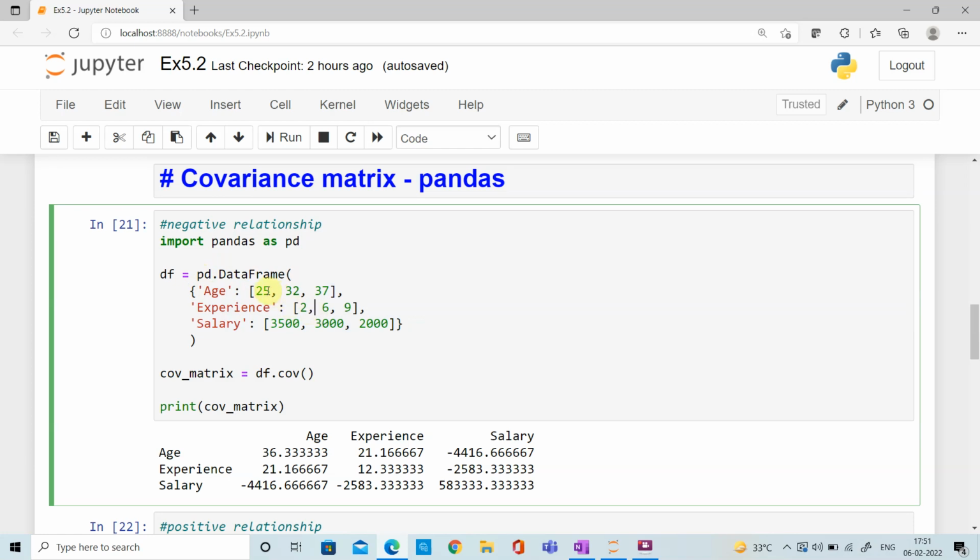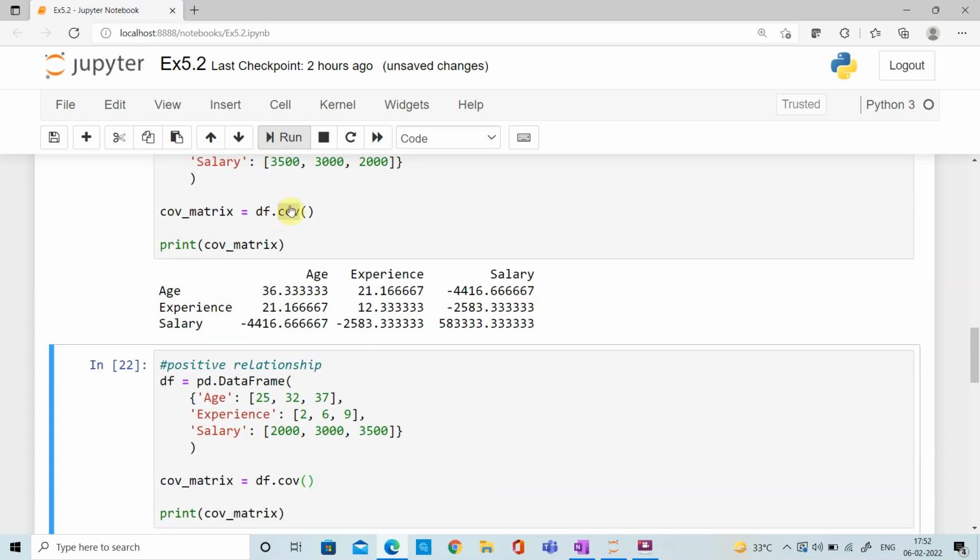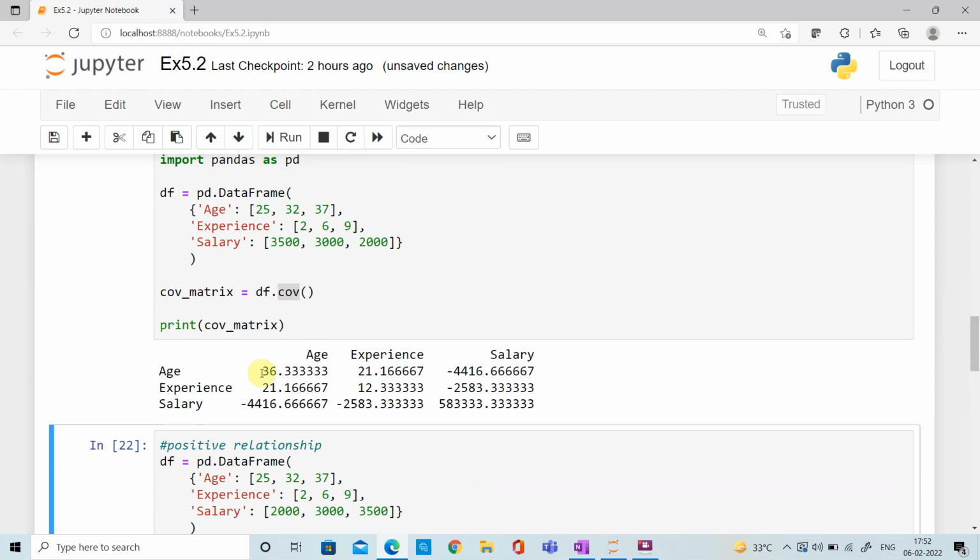Since you know, when the age increases, the experience increases. When the experience increases, the salary also increases. But here I have given a negative correlation, that is, as experience increases the salary is decreasing. By using this cov function, you can find the covariance matrix. When you run it, you get it here.